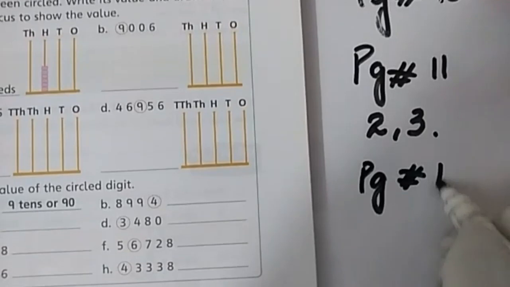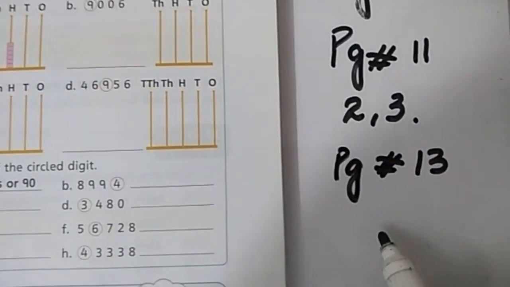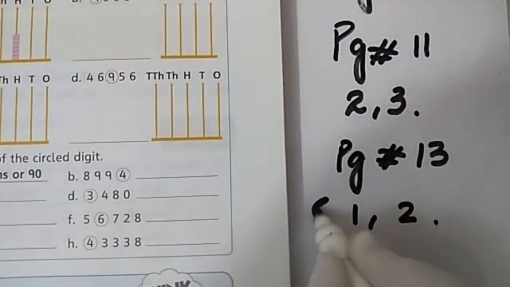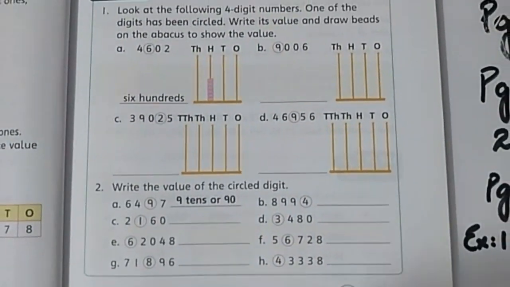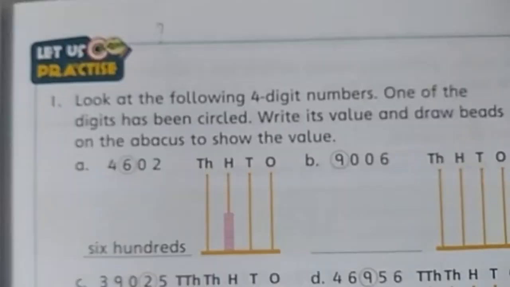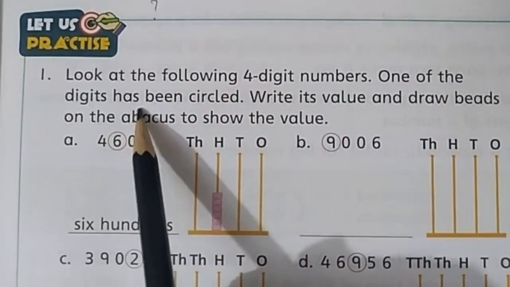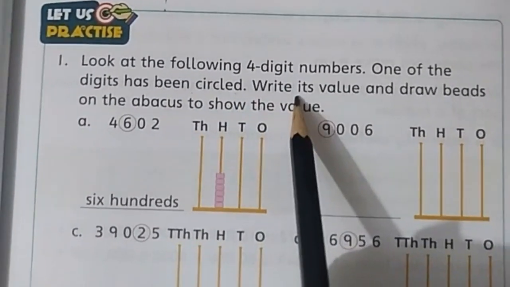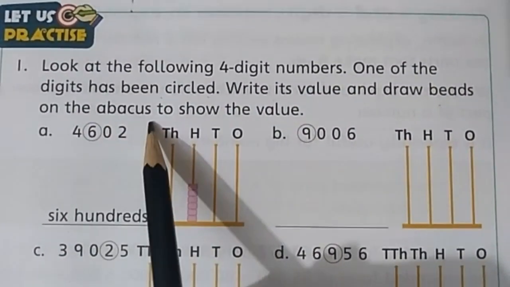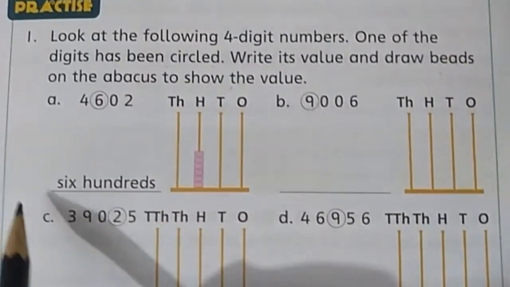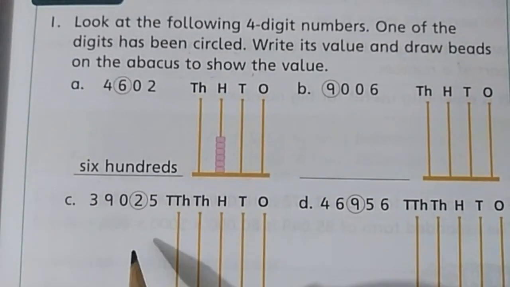Now open page number 13, exercise 1 and 2. First write the date over there. Now look at the following 4-digit numbers. One of the digits has been circled. Write its value and draw beads on the abacus to show the value. First we write the value of the circled digit, then we draw the beads.